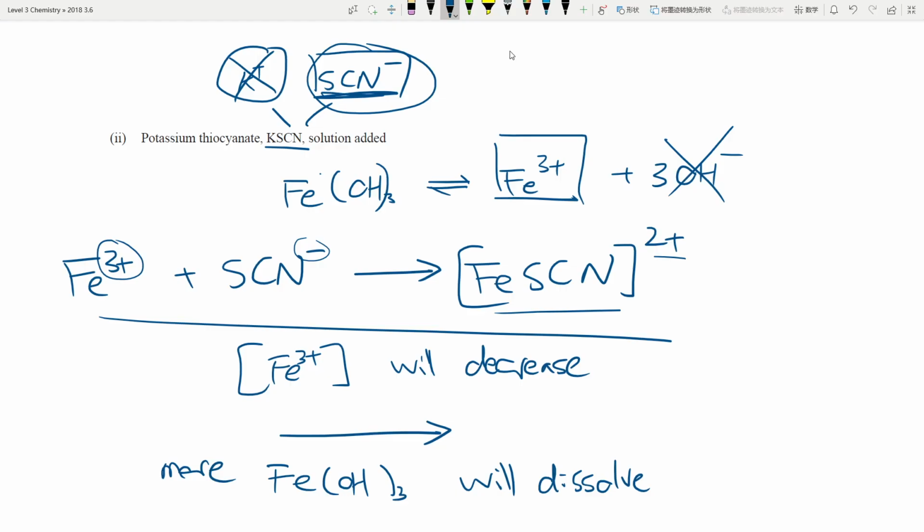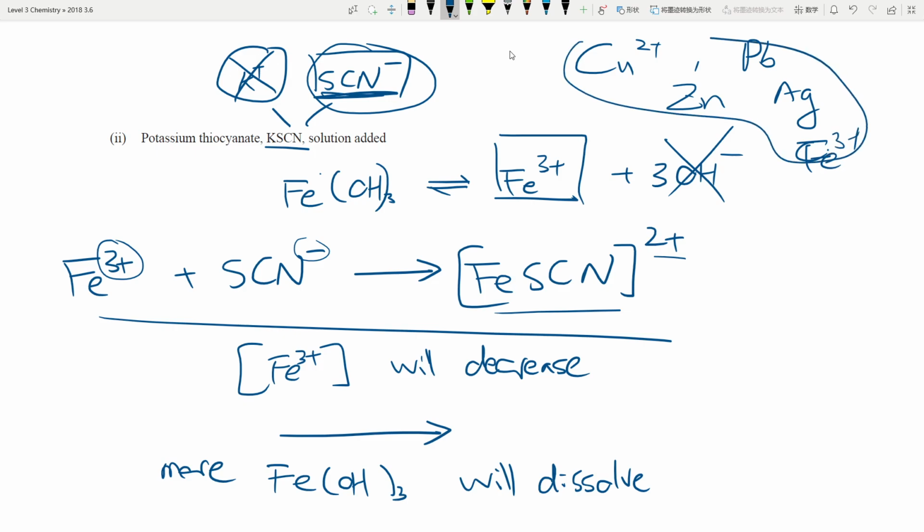Okay, so this is a guaranteed excellence question. The moment you see complex ion, it's a guaranteed excellence question. So just be very careful with the Cu2 plus, with the lead, with the zinc, with the silvers, with the copper, with the iron 3 pluses. These tend to be your complex ion metals. Just be very careful with them.